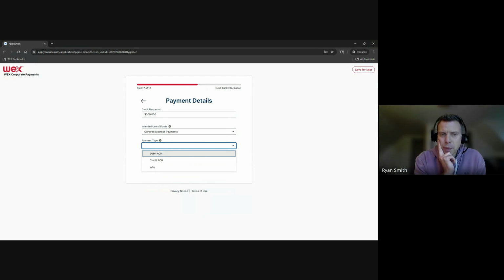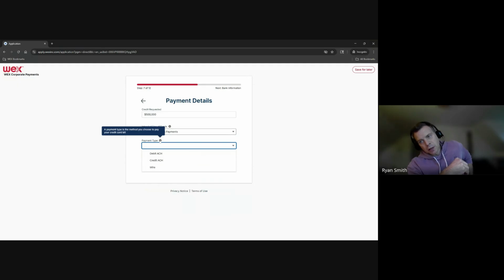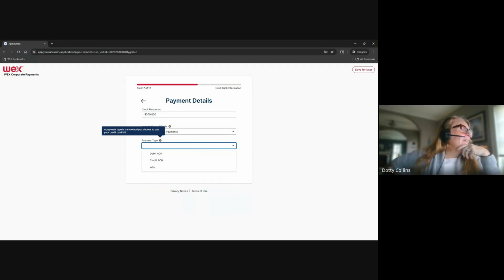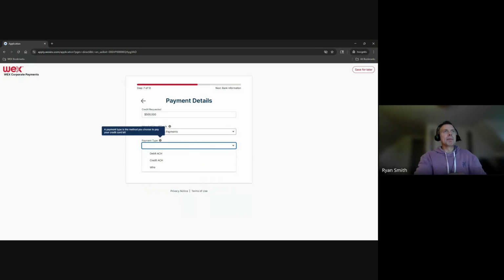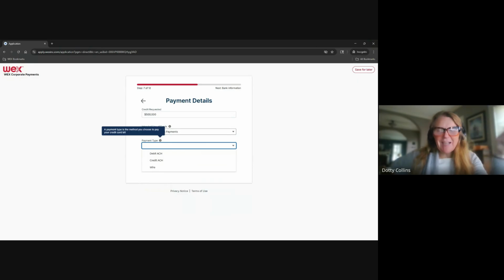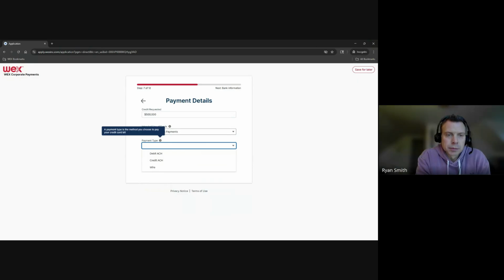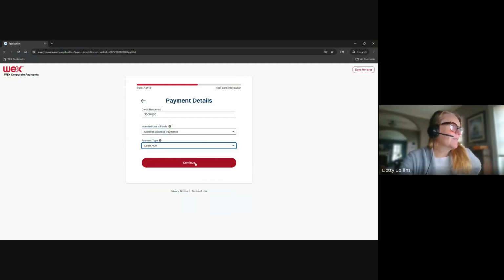So I would call payment type funding type, but it's the same: how the customer desires to fund their account. We have the definition here as a payment type is the method you choose to pay your credit card bill. Not to make payments to other people, suppliers. Right. It's to us. Yep. Gotcha. Okay. Great questions.